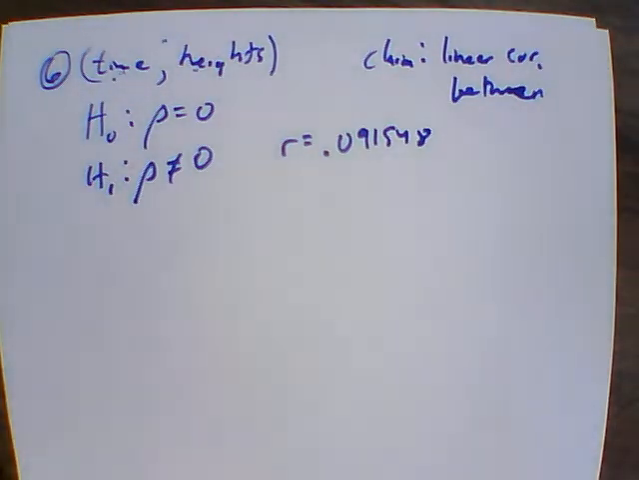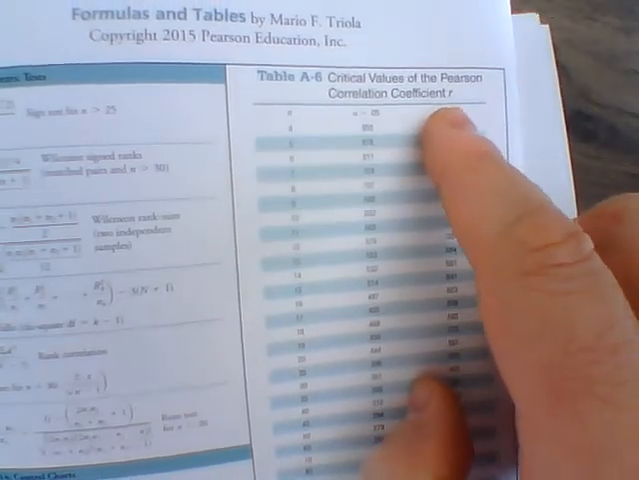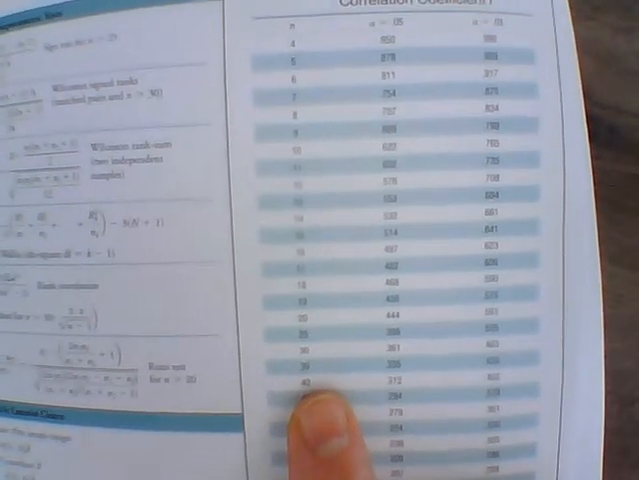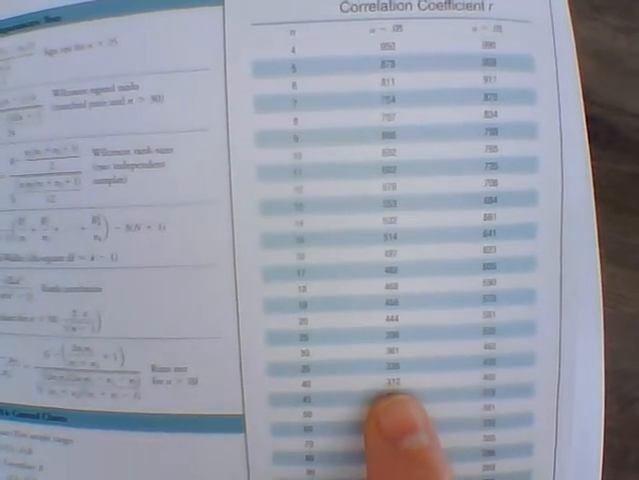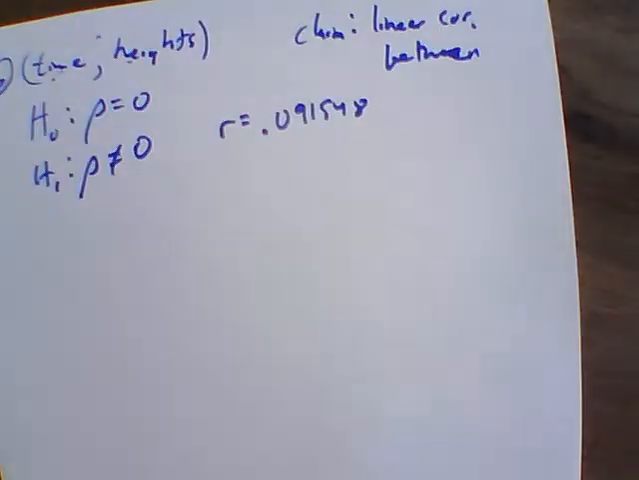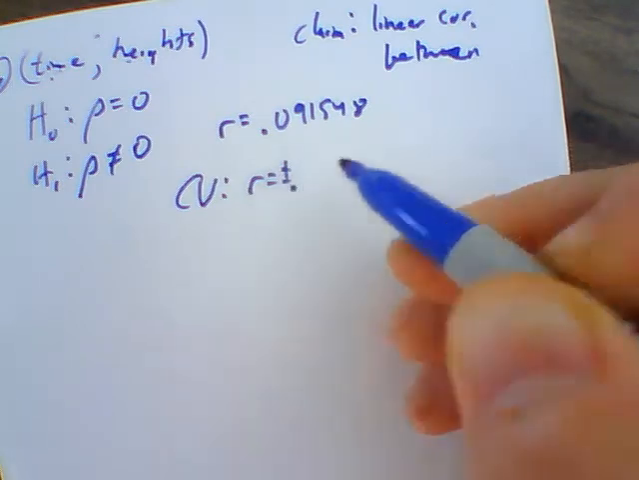So in your folders, let me find where it's at here. In our folder right here, we have this lovely table A6, which talks about critical values of the Pearson correlation coefficient R. We're going to come down here and go to n equals 40. Once again, not knowing what's going on, we're going to use alpha equals 0.05, so 95% confidence. So we see that we get a critical value, with n being 40, of 0.312.